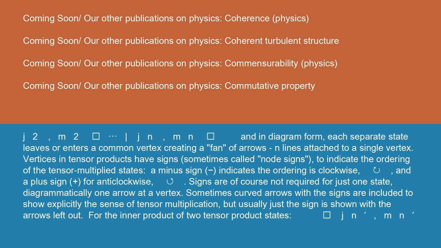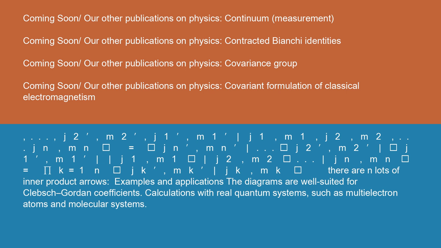Signs are of course not required for just one state, diagrammatically one arrow at a vertex. Sometimes curved arrows with the signs are included to show explicitly the sense of tensor multiplication, but usually just the sign is shown with the arrows left out. For the inner product of two tensor product states, the result equals the product over k = 1 to n of <jk,mk|jk,mk>. There are n lots of inner product arrows. Examples and applications. The diagrams are well suited for Clebsch-Gordan coefficients, and calculations with real quantum systems, such as multi-electron atoms and molecular systems.